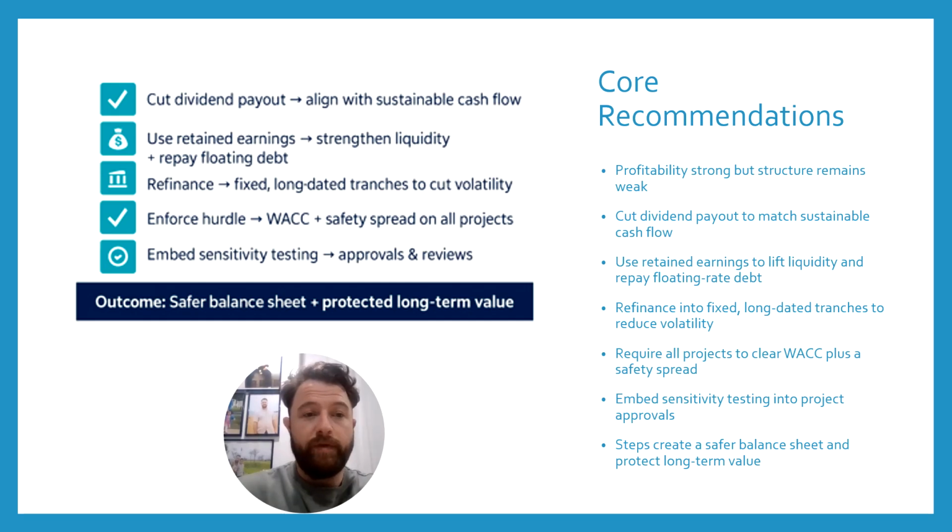Core recommendations. The review confirms that strong profitability is undermined by weak structure. The first priority is to reduce the dividend payout to align with sustainable cash flow. Retained earnings should then be used to strengthen liquidity and pay down floating rate debt. Refinancing into fixed long-dated tranches will cut volatility. Every capital project must clear WACC plus a safety spread, and sensitivity testing should be embedded into approvals. These steps create a safer balance sheet and protect long-term value.